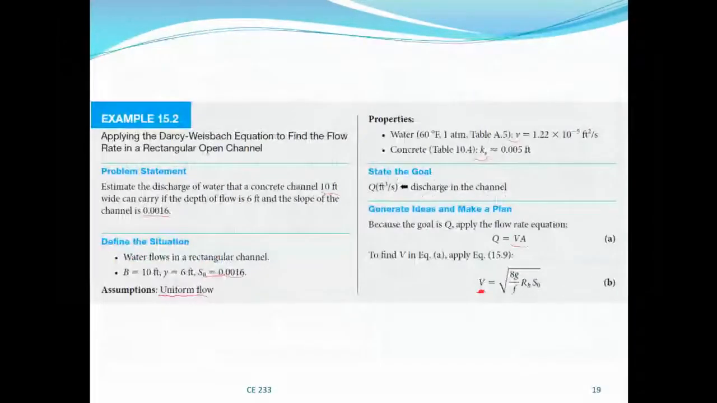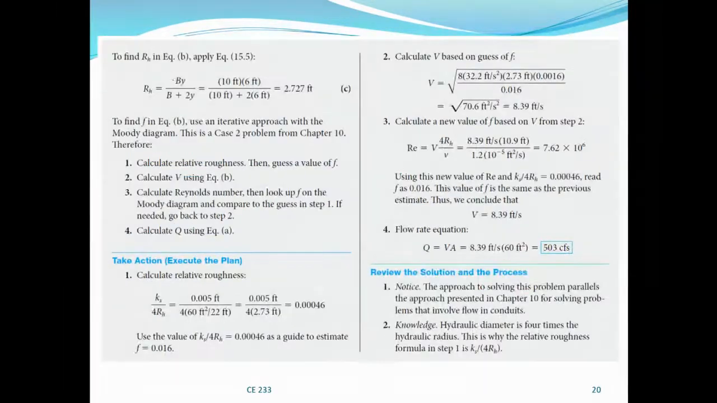Okay, and here we know S naught. We can find R_H, which is the hydraulic radius, which is area over wetted perimeter. Okay, for a rectangular channel, the area is just B times Y. The wetted perimeter is all the sides that the water is in contact with, which is B plus Y plus Y, which is B plus 2Y. Simple. So this is the hydraulic radius.